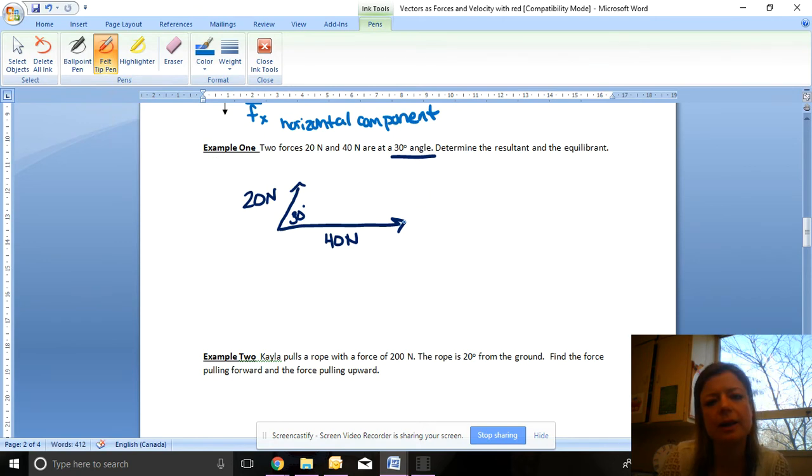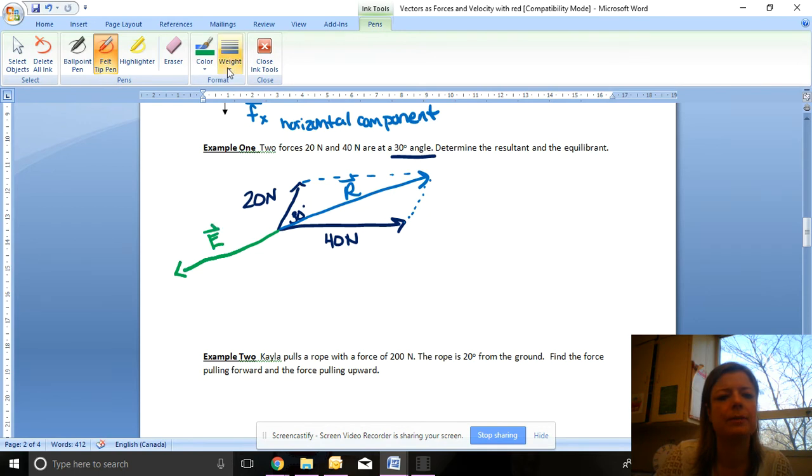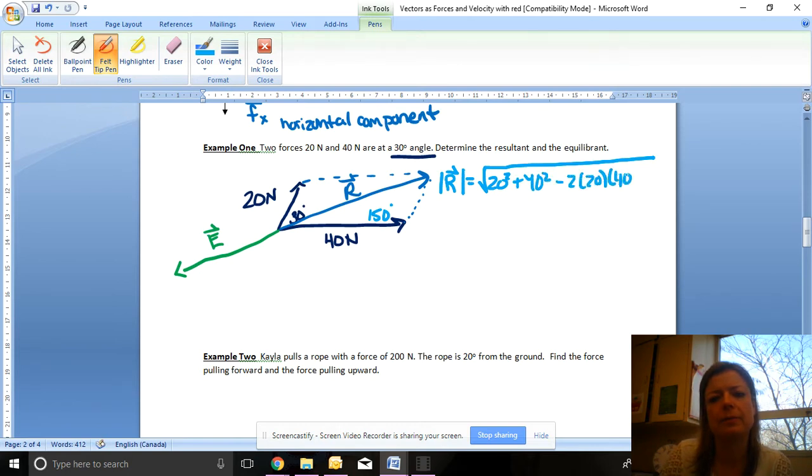So the resultant, again, we have to make a parallelogram here, and here is our resultant force. It's the sum, so I will call that vector R. And then our equilibrant force is going to be this one here, opposing it. Okay, so let's find our resultant first. If this is 30 degrees, then this has to be 150 degrees since they have to sum to 180. So the magnitude of our resultant, using the cosine law, is the square root of 20 squared plus 40 squared minus 2 times 20 times 40 times cos 150 degrees.